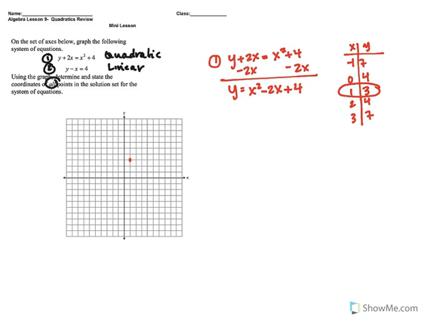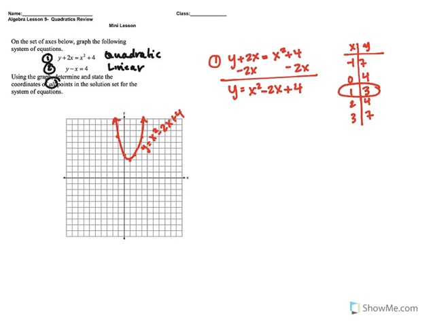I have 2, 4, I have 3, 7, and then everything before that, so 0, 4, and negative 1, 7. And now I can connect my graph, I can connect my points, draw my arrows, and don't forget to label. You must label. So I have y equals x squared minus 2x plus 4.